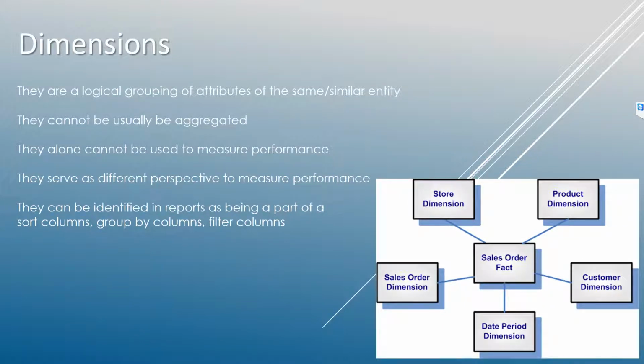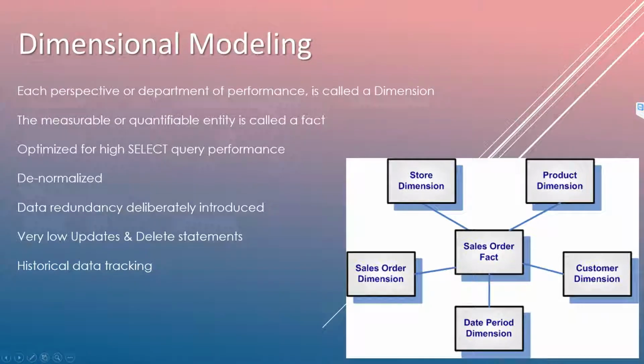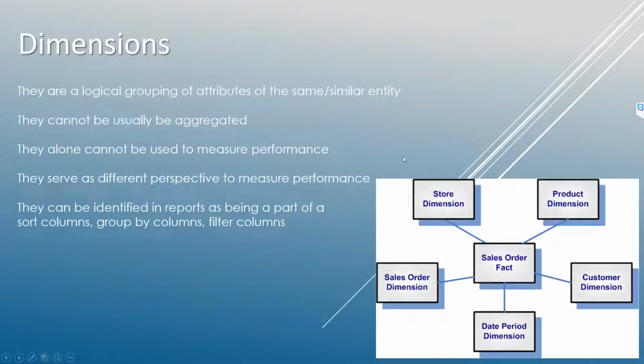All right. So this slide is dedicated just to the dimensions. I'm using the same diagram again, but I think by now you have a very good understanding of what a dimension is, right? They are a logical grouping of attributes. Now, one mistake some people who are new to data warehousing make is they think that a dimension table is driven by a table in the source. It's incorrect. A dimension table should be a logical grouping of same or similar attributes.